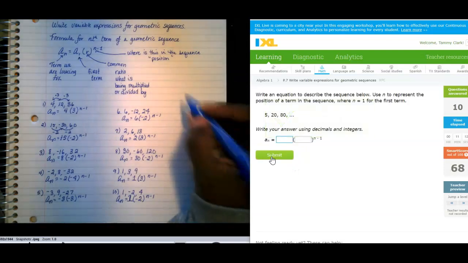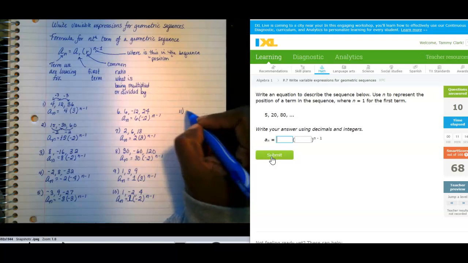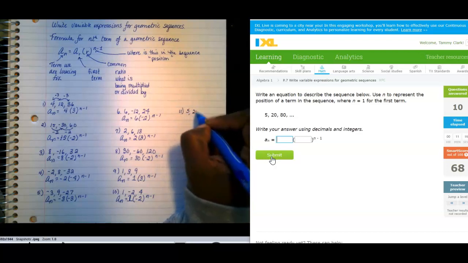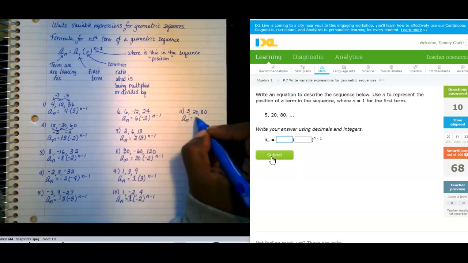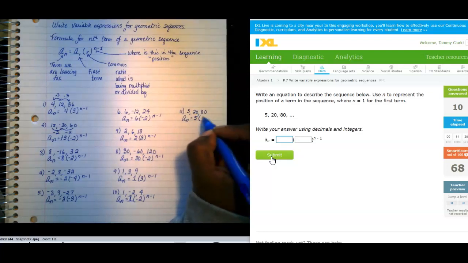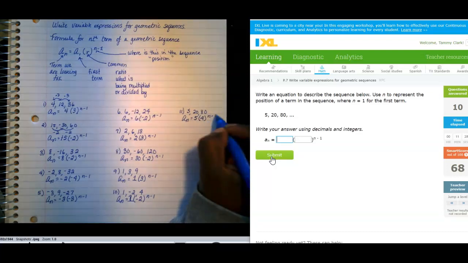Alright, let's look at number 11 here. We've got 5, 20, 80. And I hear you, you're saying, Ms. Clark, this has got to be harder than this. Well, let's write the first term. We know that 5 times something gives me 20, that's 4. The n minus 1.